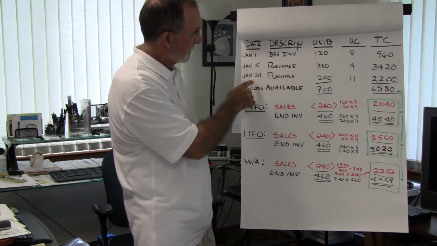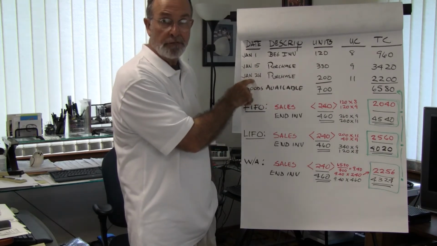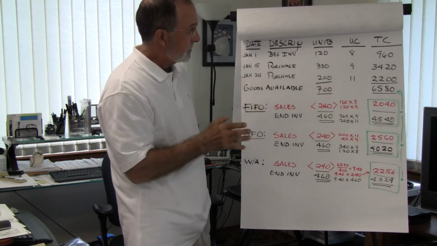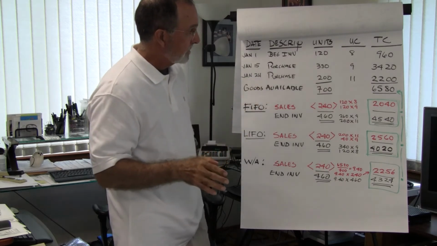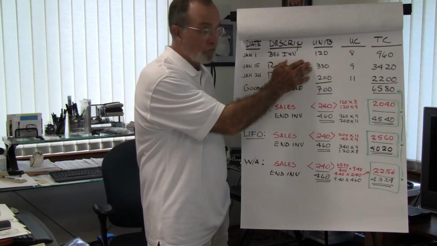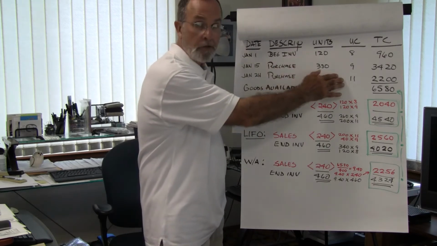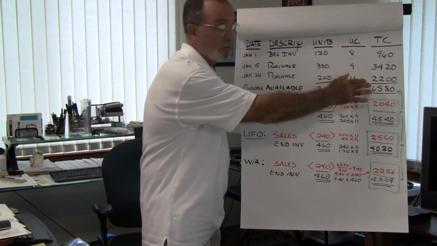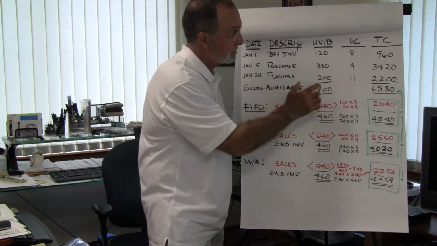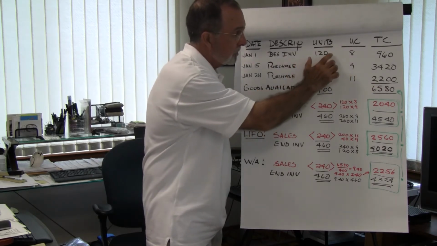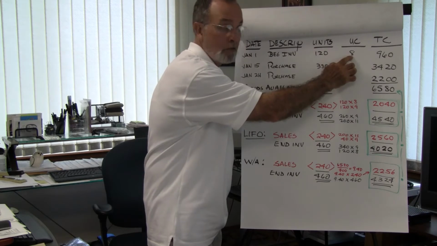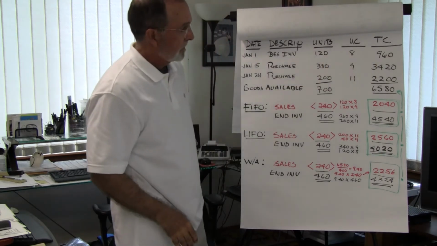on January 15th as well as January 24th. Now, for each of those three items, we need to have the number of units, the unit cost, and the total cost. And we get total cost by simply multiplying units times unit cost. That gives us total cost.